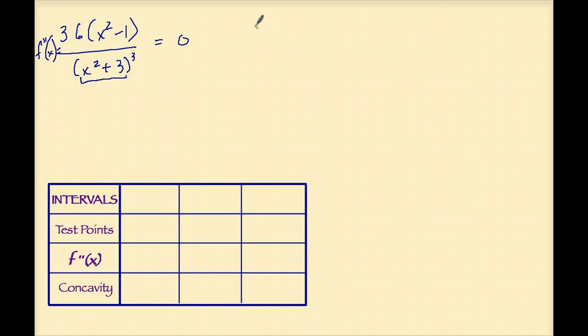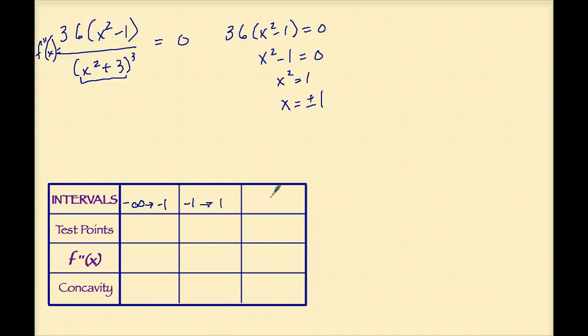However, when we set the numerator equal to 0, we will get a couple of values. Dividing by 36 doesn't change the right side of the equation, it's still 0, and solving here gives us two values, plus or minus 1. So we're going to use these numbers to set up our test intervals. We'll go from negative infinity to negative 1, then negative 1 to positive 1, and 1 to positive infinity.